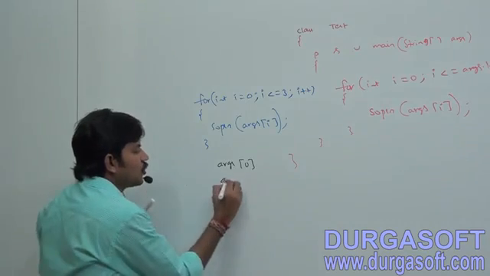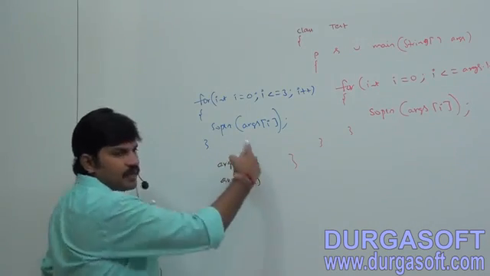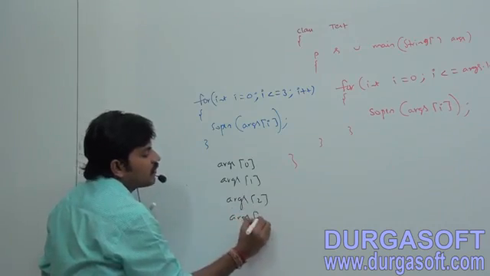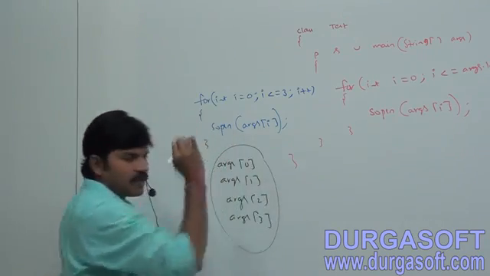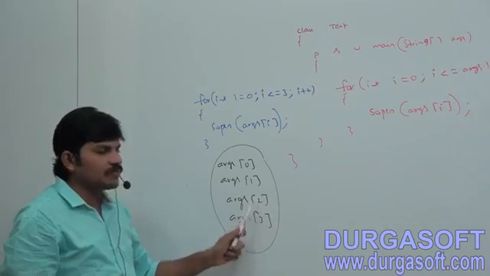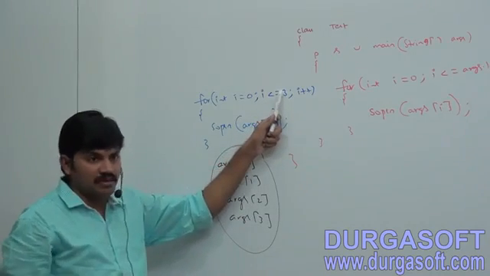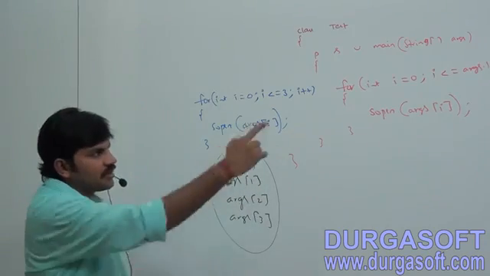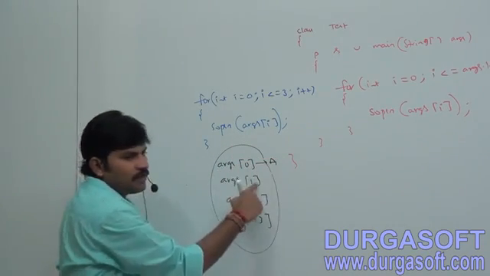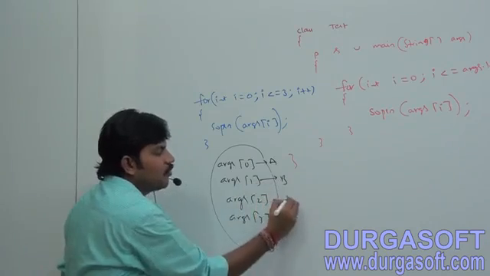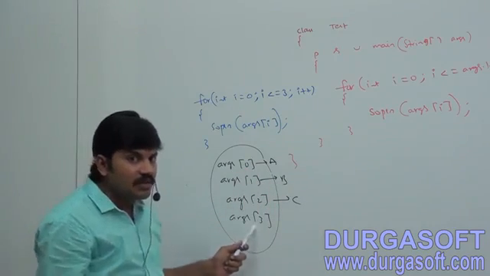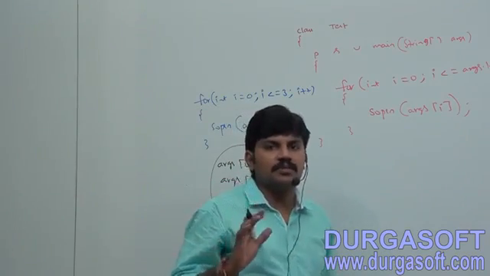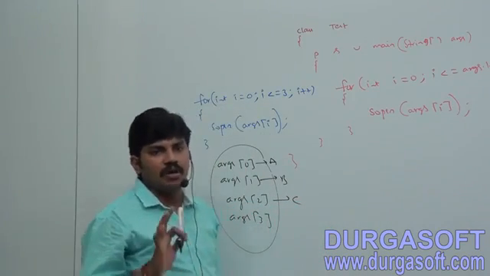1 is less than or equal to 3, args of 1. Next 2, 2 is less than or equal to 3, args of 2. Next, args of 3. 3 is less than or equal to 3, satisfied, that's why args of 3. Make sure args of 0 means A is there, args of 1 means B is there, args of 2 means C is there. But where is args of 3? Not there. That's why immediately we get a runtime exception, ArrayIndexOutOfBoundsException.